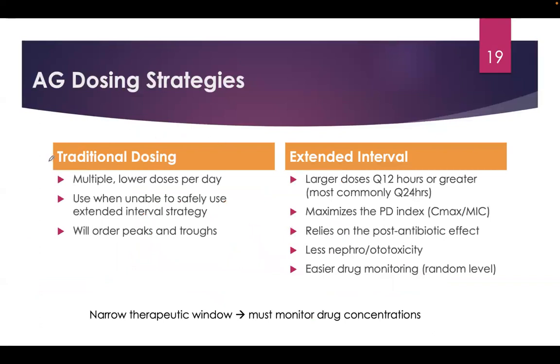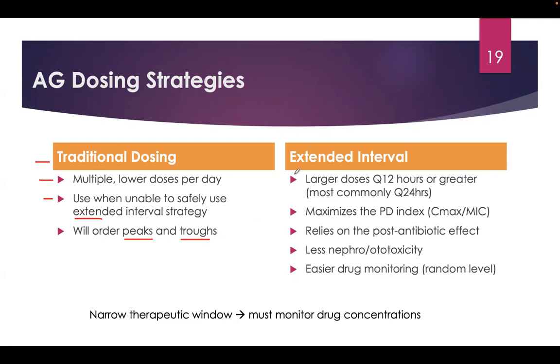So the strategies with traditional dosing, certainly it's going to be multiple lower doses per day. And when we use it is when we're unable to safely use an extended interval. In this case, again, we're going to get peaks and troughs, which I define. Now, you have to do therapeutic drug monitoring because aminoglycosides have narrow therapeutic indexes.